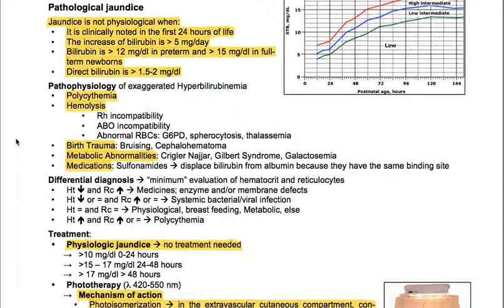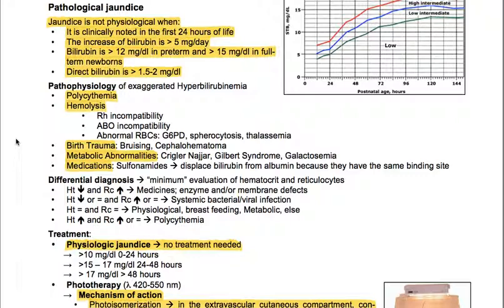Pathophysiology of exaggerated hyperbilirubinemia. We have polycythemia, hemolysis, Rh incompatibility, ABO incompatibility, abnormal red blood cells, glucose-6-phosphate dehydrogenase deficiency, spherocytosis, thalassemia, birth trauma, so bruising, cephalohematoma, metabolic abnormalities, Crigler-Najjar syndrome, galactosemia. Medications, so sulfonamides, which displace bilirubin from albumin because they have the same binding site.